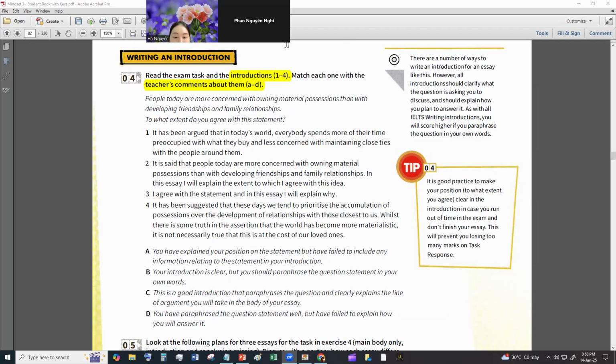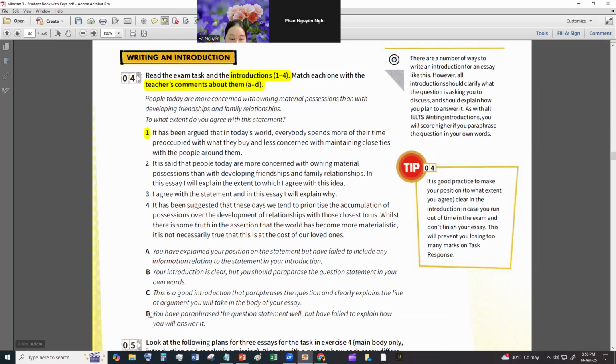The first one, it doesn't have explanation on why the writers agree or disagree. So there's only a background, right? It's been argued that in today's world, everybody spends more of their time preoccupied with what they buy and less concerned with maintaining close ties with the people around them. So they have paraphrased the question statement well, but they haven't explained how they will answer the question, or actually they haven't expressed their opinion. So number 1, what letter, please? D. Thank you very much.